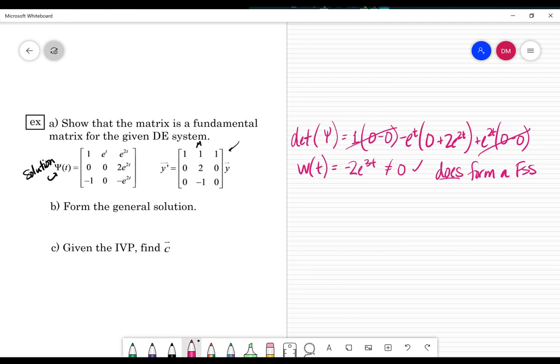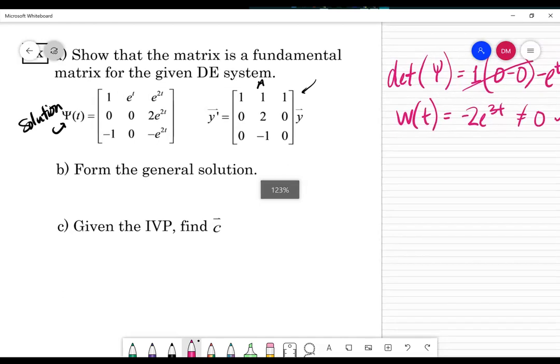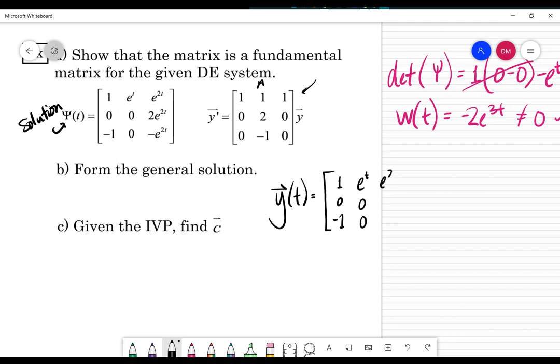So again, this is working in the back half of the problem. Once you have a solution, form the general solution, and then in the case where we have an initial value problem, we would go ahead and solve it. So the general solution we want to write as, let me move it over here actually, y of t. That's going to be equal to our solution that we got here for psi, all written out, and then that is going to be multiplied by C.